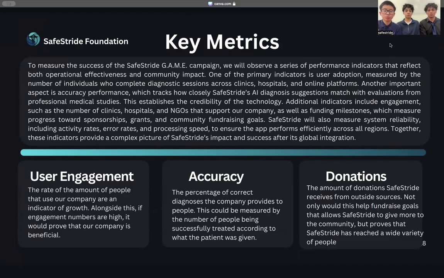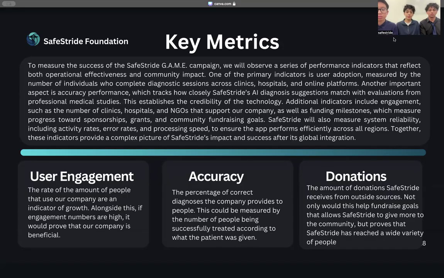Our key metrics are split into three categories: user engagement, accuracy, and donations. For user engagement, it's basically how much people engage in our app. This counts as how many people input their symptoms, get the correct diagnosis, and at the same time, how much the rate of user engagement is growing, making sure that SafeStride is constantly growing globally.